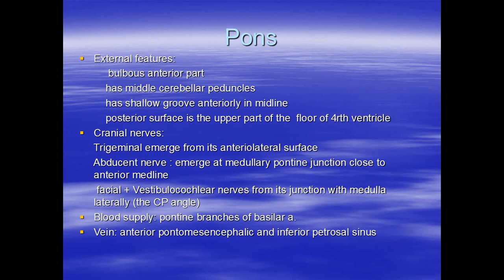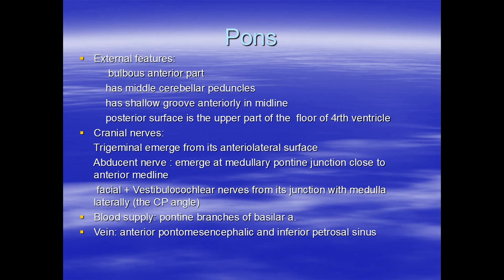So the floor of the fourth ventricle is composed of an upper part and a lower part. The upper part is in the pons and the lower part is in the medulla. It gives rise to the trigeminal nerve, the abducens nerve, the facial and vestibulocochlear nerves. All of these are cranial nerves.